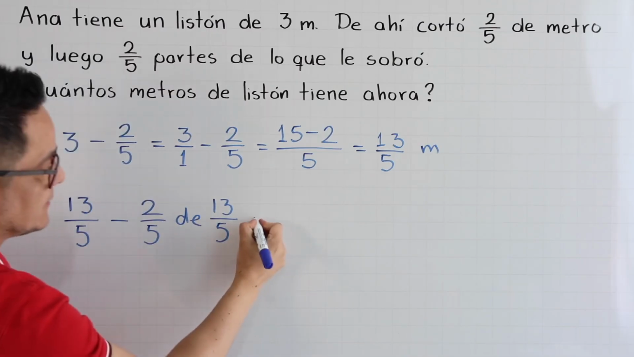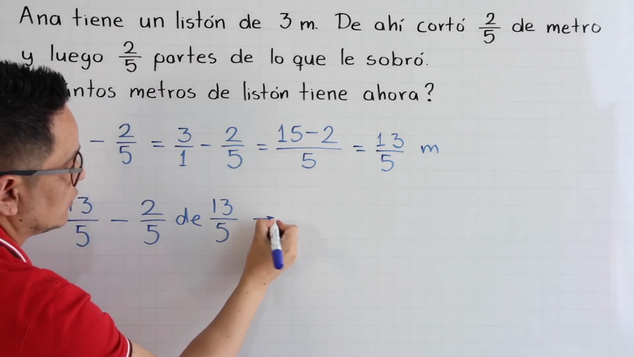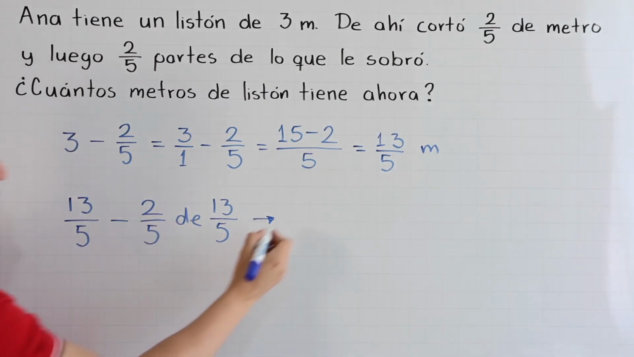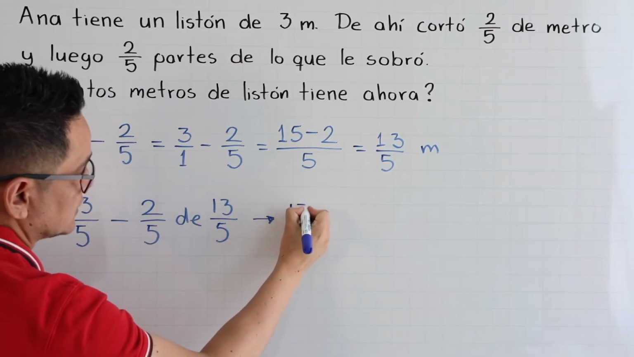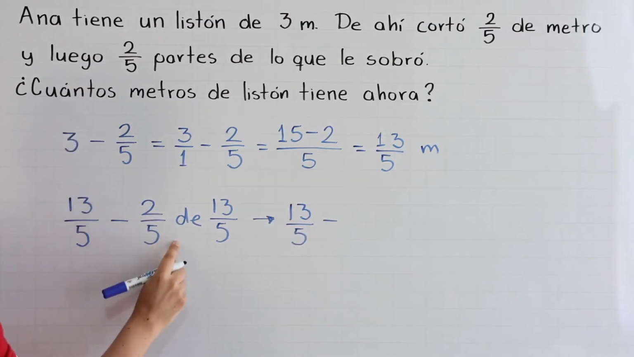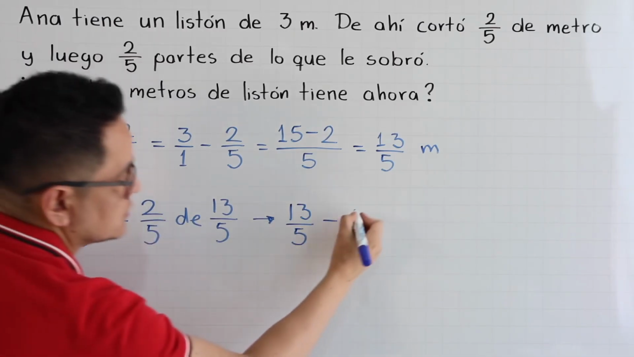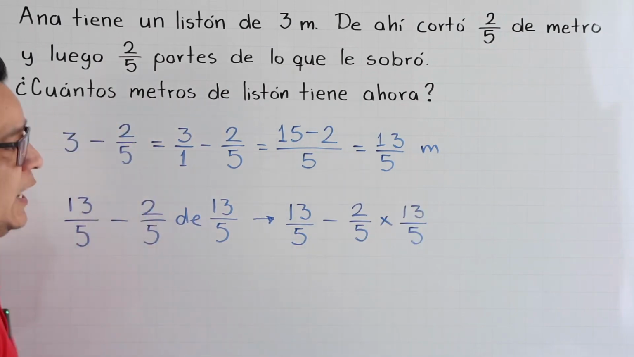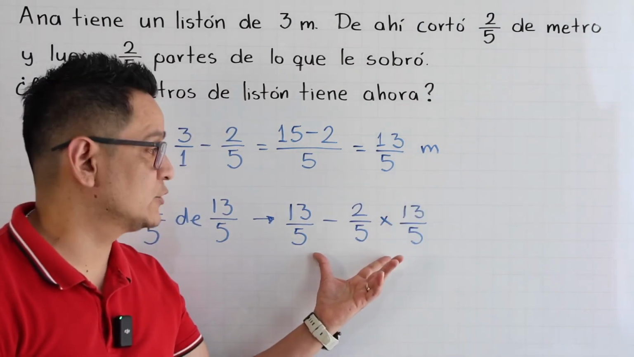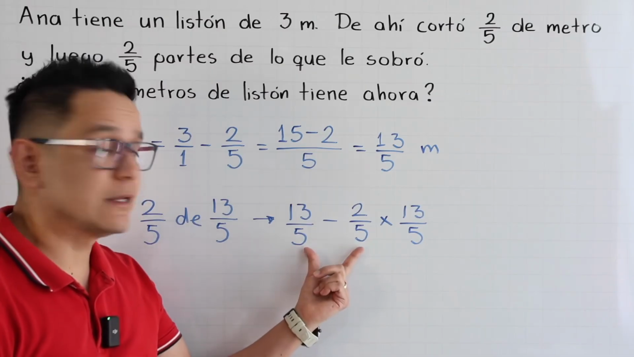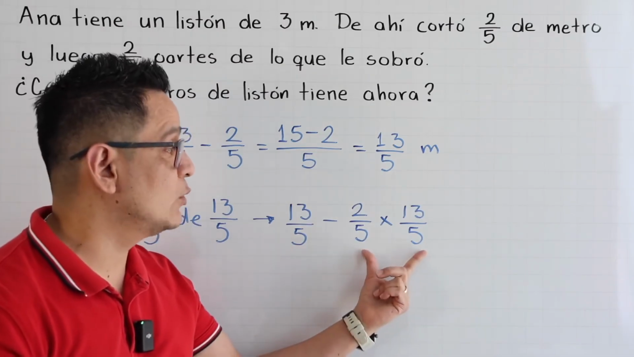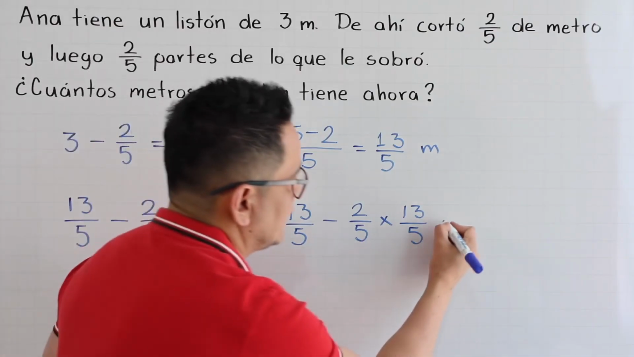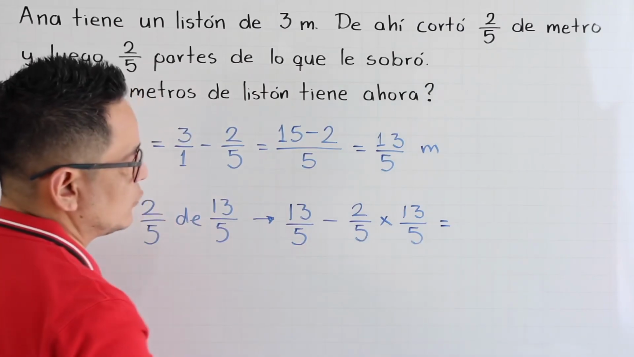So, let's go ahead and do the operations. We had agreed that when we had the word of, we could substitute it with multiplication. So, I'm left with 13/5. And here we put a times, so it would be 2/5 of, I put a times 13/5. All right, now this is the final operation we have to solve. Remember, we're not going to start with the subtraction, right? We have to start with the multiplication of fractions. Yes, let's continue. Let's do the multiplication.